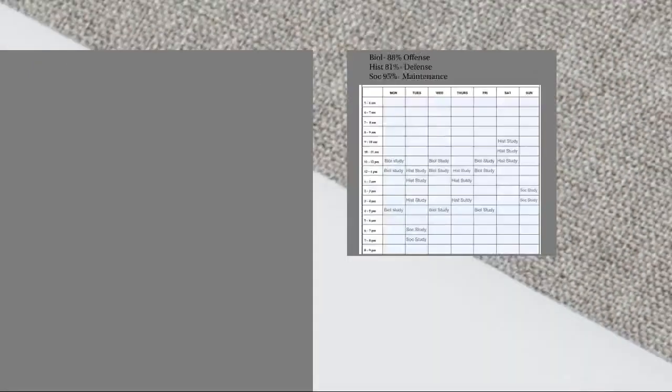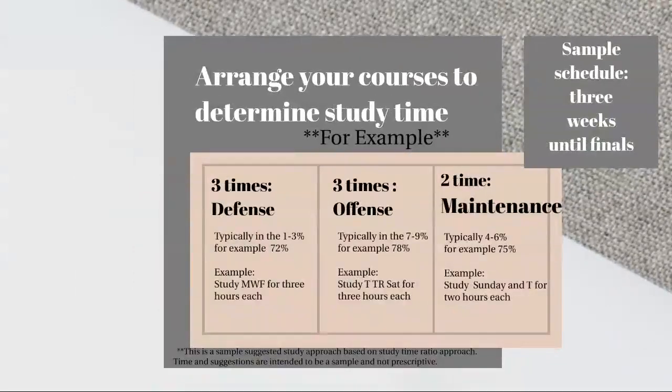Now, of course, this ratio may not work for you. This is a suggestion based on the study time ratio approach, but this is not prescriptive, meaning this is not what you should definitely do.